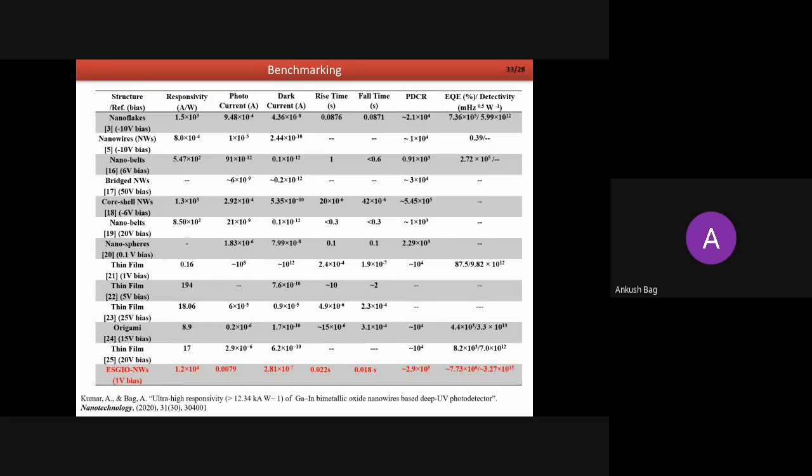See the dark current for... So this is the dark current. This dark current is of the order of 10 to the power minus 7. But for other devices, you can see they have a dark current of the order of 10 to the power minus 10, or 10 to the power minus 8, or 10 to the power minus 12. So the dark current in the case of our device is somehow poor, because for a good detector, the dark current should be as minimum as possible.